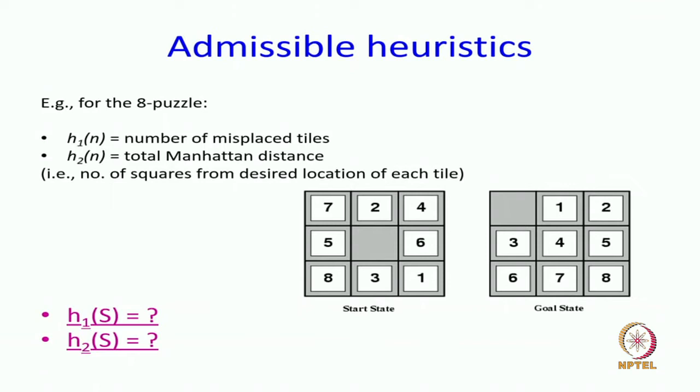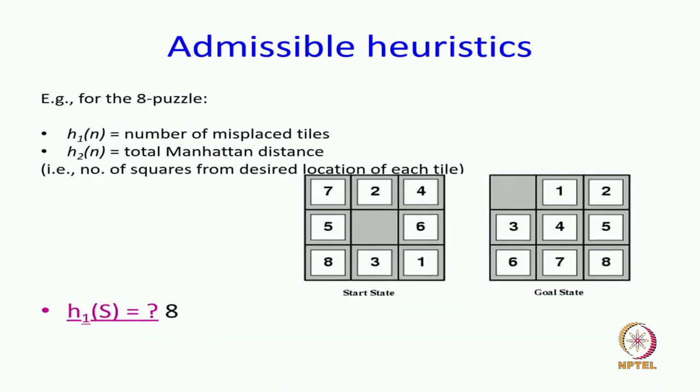So, these are the 2 definitions of my heuristics, H1 and H2. H1 is the number of misplaced tiles, H2 is the total Manhattan distance. In this case, H1 is 8, and if you count, H2 will come out to be 18. Now, some questions about H2. Is this an admissible heuristic? Is this an admissible heuristic? Why?